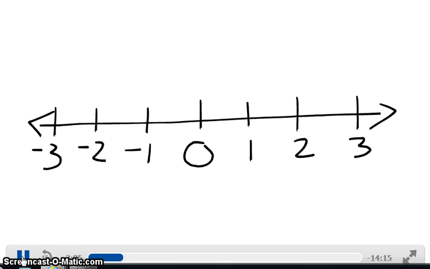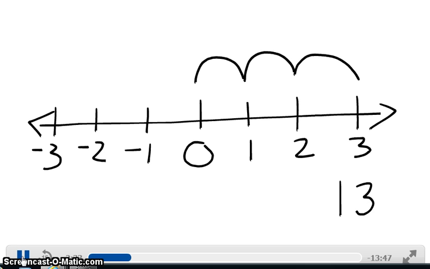To truly understand this rule, we have to understand the concept of absolute value. Absolute value is the number of spaces a number is from 0 on the number line. For example, if we take a look at the number 3, if we look how many spaces 3 is from 0 on a number line, we can count them. 1, 2, 3. So the absolute value of 3 equals 3.